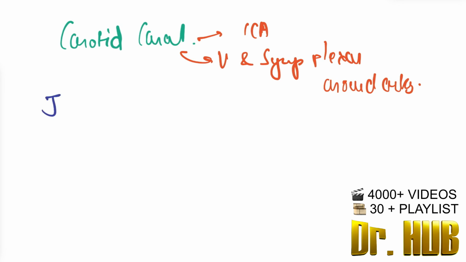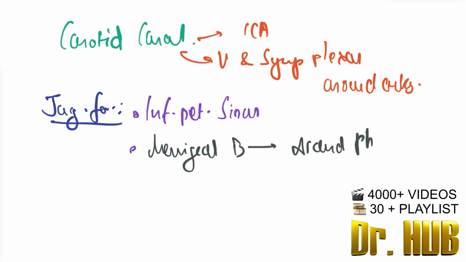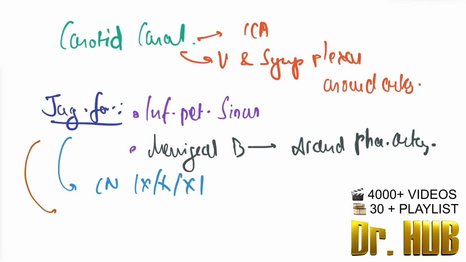Next we look at the jugular foramen. Under the jugular foramen, there will be the inferior petrosal sinus. There is also the meningeal branch of the ascending pharyngeal artery. Next are the cranial nerves 9, 10 as well as 11. Then in the jugular foramen, there is also the sigmoid sinus, which we are writing as SS, and this continues as the IJV.